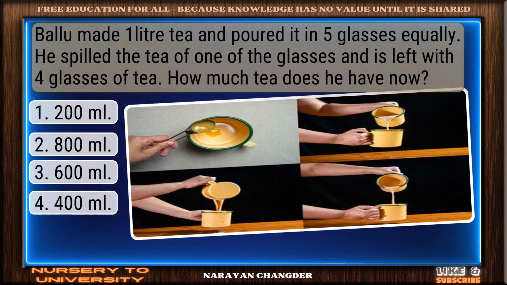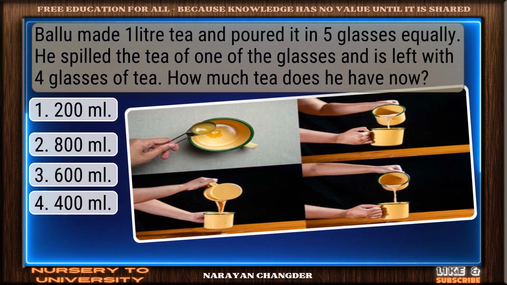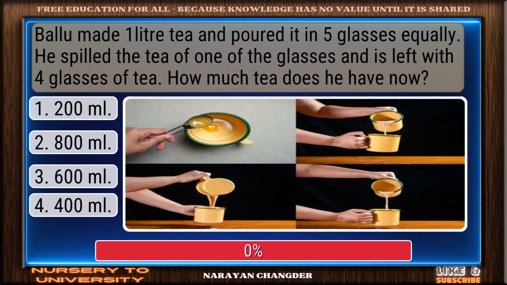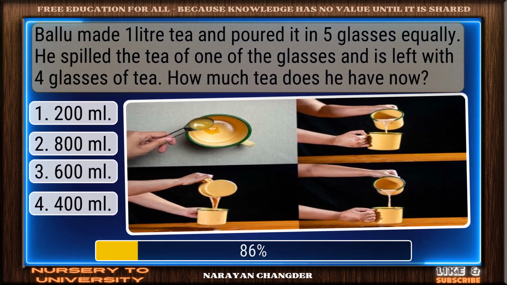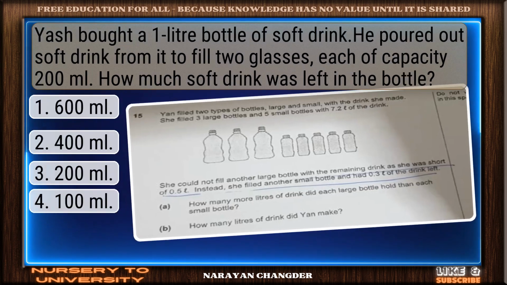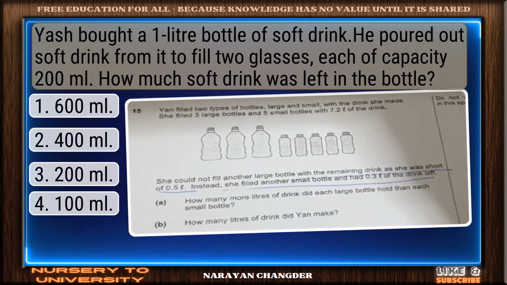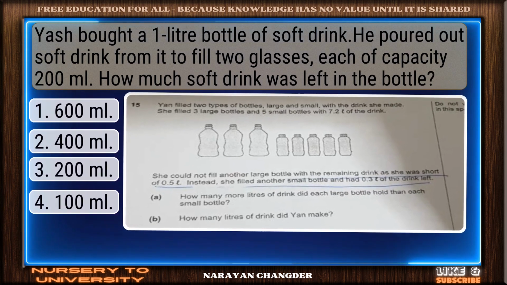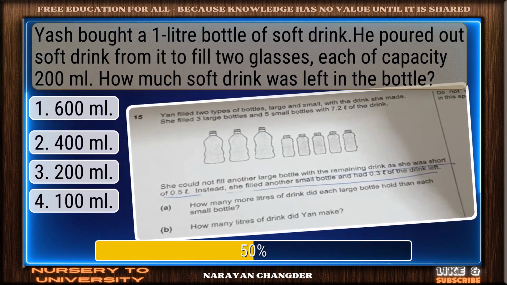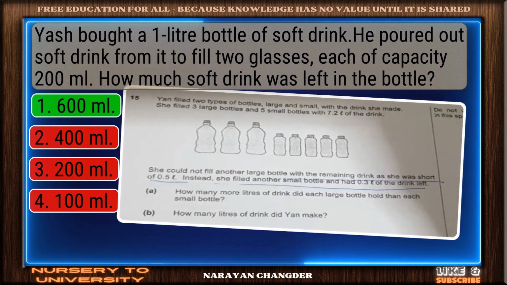Balu made tea and poured it in 5 glasses equally. He spilled the tea of one of the glasses and is left with 4 glasses of tea. How much tea does he have now? Great job. 800 ml is the accurate answer. Yash bought a 1 liter bottle of soft drink. He poured out soft drink from it to fill 2 glasses, each of capacity 200 ml. How much soft drink was left in the bottle? Right choice. 600 ml is the best answer.